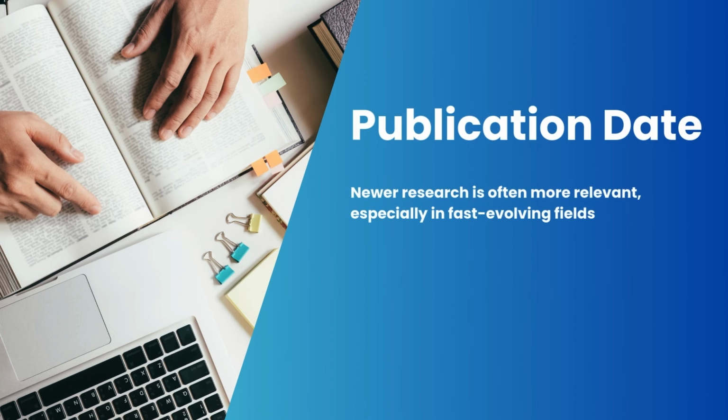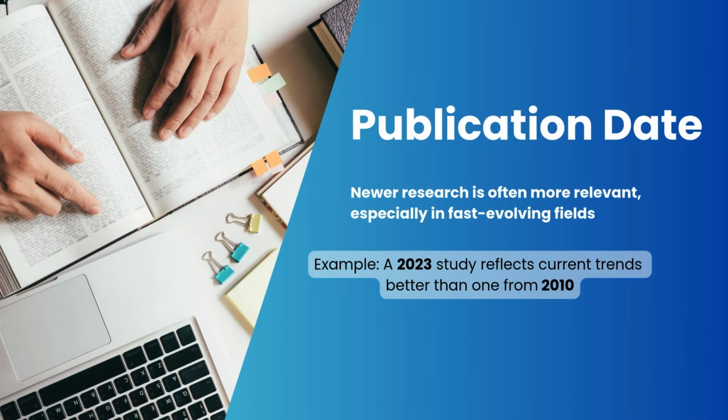The publication date is also important. In rapidly evolving fields like mental health or social media studies, newer research is often more relevant. For example, a 2010 study on social media might not account for the rise of platforms like TikTok, while a 2023 article would provide more up-to-date insights.